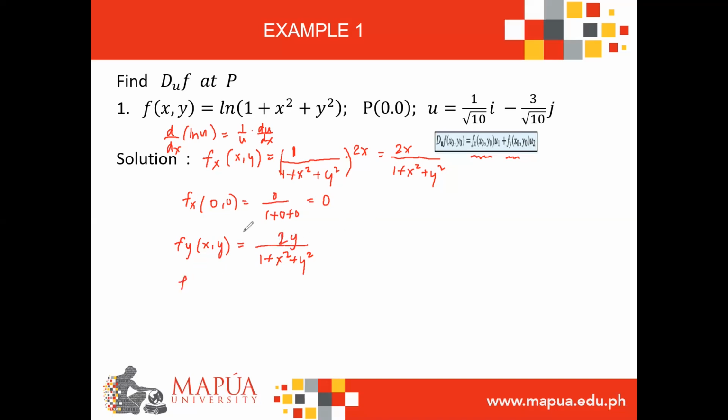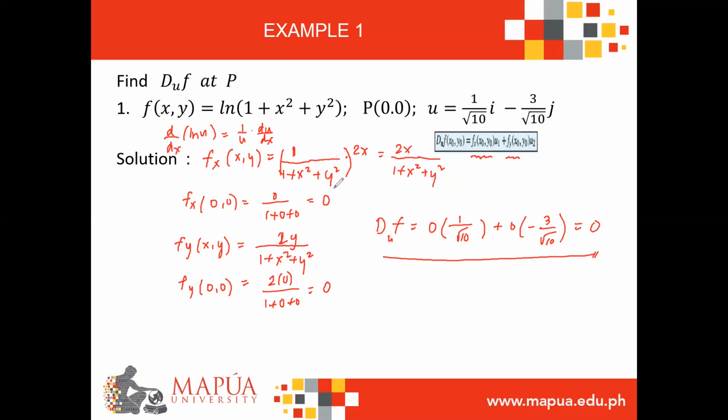Then if we evaluate, given the value of the point at 0, 0, we can see also that the answer here is 0. So with that, the directional derivative of the given function f in the direction of u is equal to, using this formula, 0 multiplied by u1, which is 1 over square root of 10, plus 0 times your u2, which is negative 3 over square root of 10. So the result, we have this as 0. So this is the answer for the first example here.